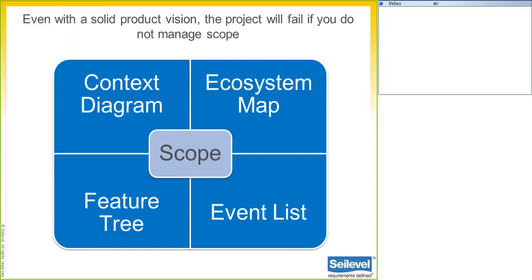So we're going to talk about all four of the models that you see here on the screen: the context diagram, the ecosystem map, the feature tree, and the event list, all as means for managing scope. And if you've defined clear business requirements, everything within these four models should relate back to those business requirements. The collection of the business requirements in these four scope models helps you define a clear scope boundary for a project. And these are four models that we create all the time on our projects, usually the first ones that we try to do, so that we can have a good understanding of what the scope of the project is.